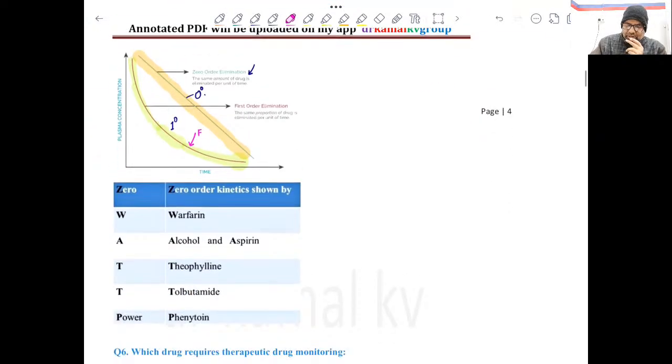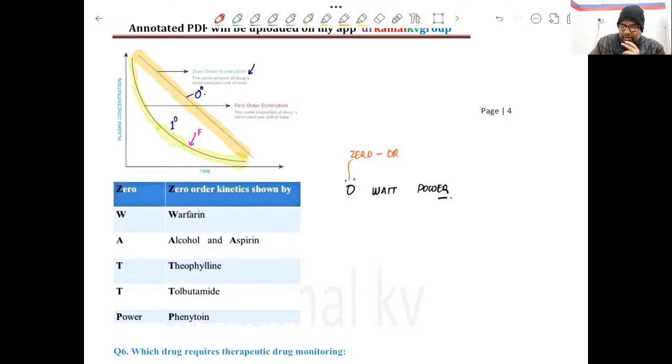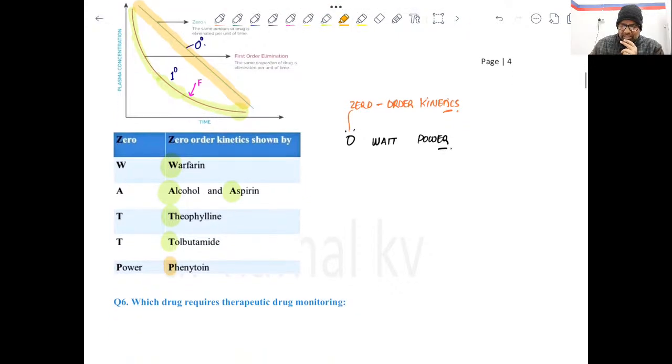Now what are the drugs which will show zero order kinetics? And again you can remember the mnemonic "0 watt power". 0 is again for the word zero order kinetics. Clear? So this is zero order kinetics. And what can be like warfarin, alcohol, aspirin, theophylline, tolbutamide, and importantly phenytoin. Clear? So you can remember these examples with this mnemonic.